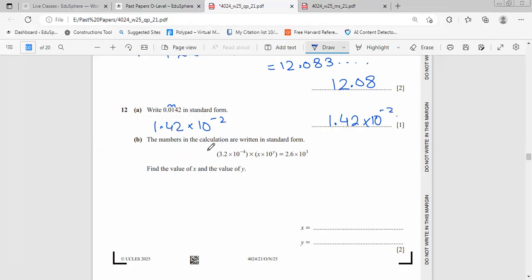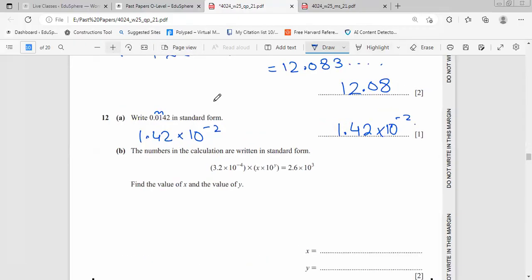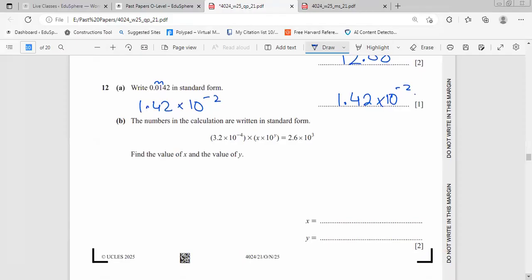Now the numbers in the calculations are written like this, and we have to calculate the values of this x and y. We know that when we are multiplying the values, we basically multiply the number with the number and add the powers. So we will write 3.2 times x, so we are multiplying it with x, and we are going to add the powers of the 10. So it will be minus 4 plus y.